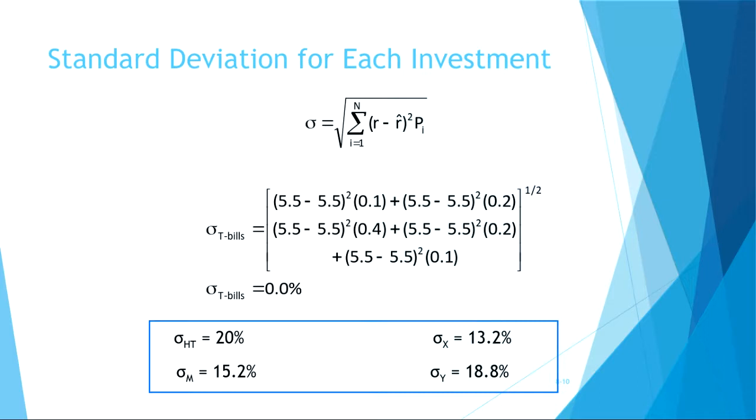Okay, I'll show you my calculation for the high-tech companies. You see my calculation here. Right. Minus 27% minus the average we already calculated, 12.4%. Take the square times probability plus second, 7% minus 12.4% square, right?